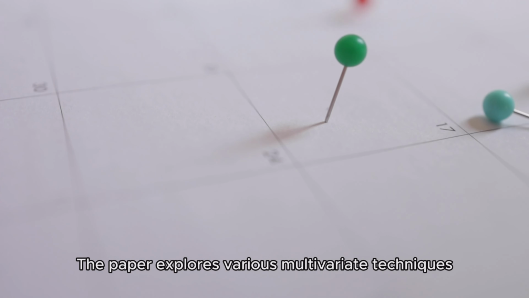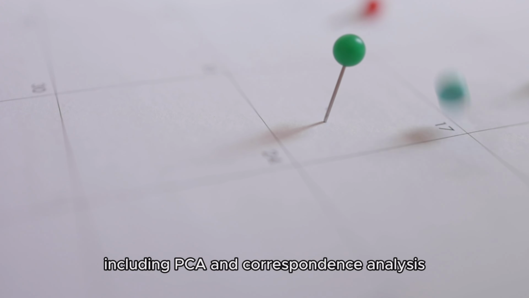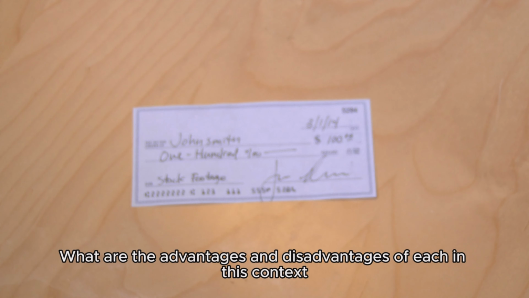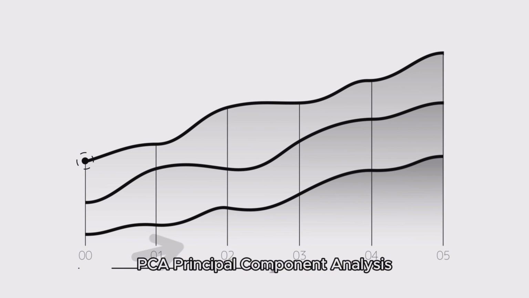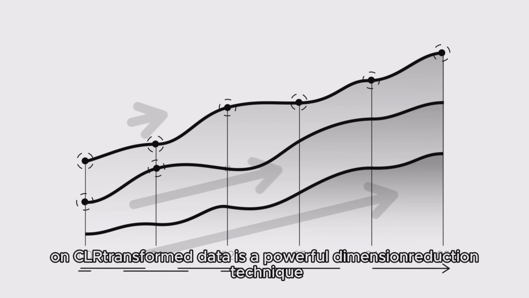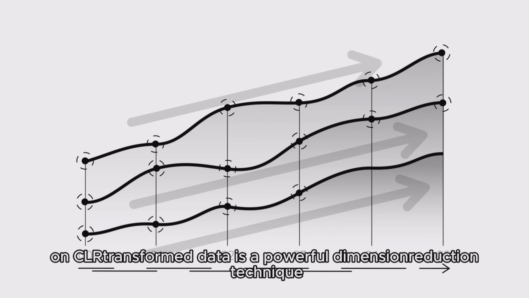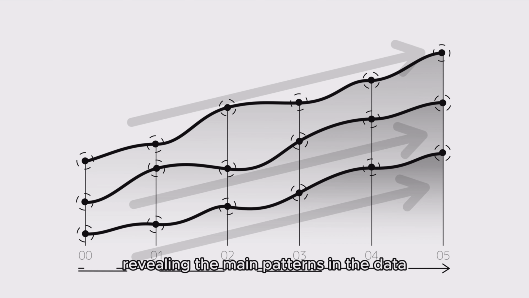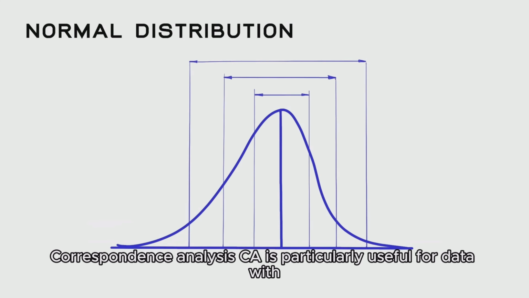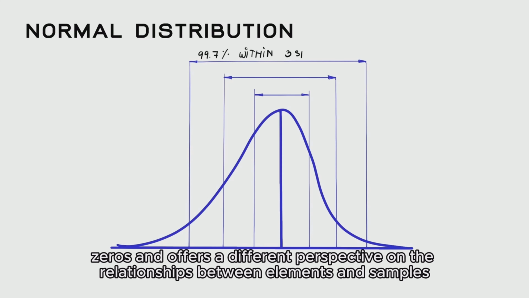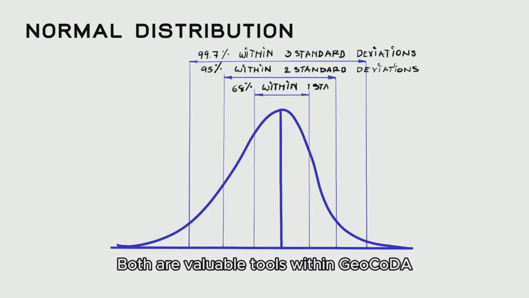The paper explores various multivariate techniques, including PCA and correspondence analysis. What are the advantages and disadvantages of each in this context? PCA, principal component analysis, on CLR-transformed data is a powerful dimension reduction technique, revealing the main patterns in the data. Correspondence analysis (CA) is particularly useful for data with zeros and offers a different perspective on the relationships between elements and samples. Both are valuable tools within GeoCoDA.